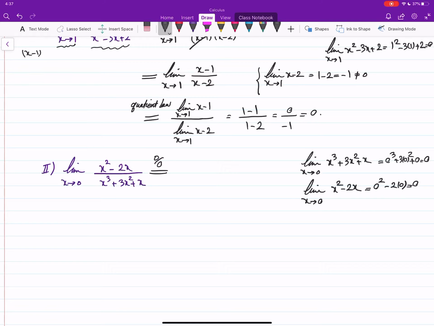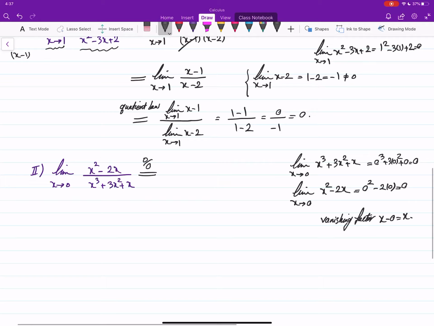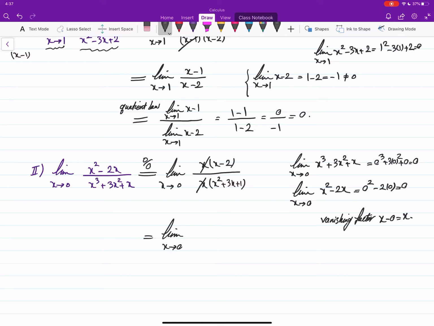Okay, that means that we are having a 0 over 0 indeterminate form, and here the vanishing factor is x minus a, which is x minus 0, and that's just x. So we have to find the factors of x in both numerator and denominator. In this case, it's easy. Just factor out x. Yes, x minus 2 in the numerator, and then we get x squared plus 3x plus 1 as x goes to 0. Now we can cancel these two, and we get another limit of x minus 2 over x squared plus 3x plus 1.